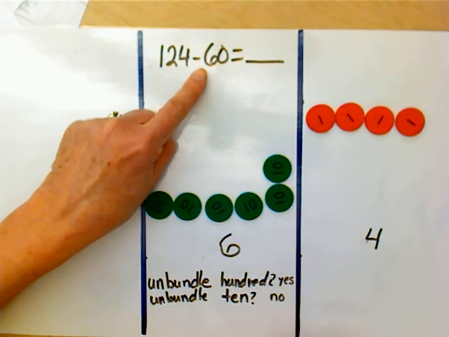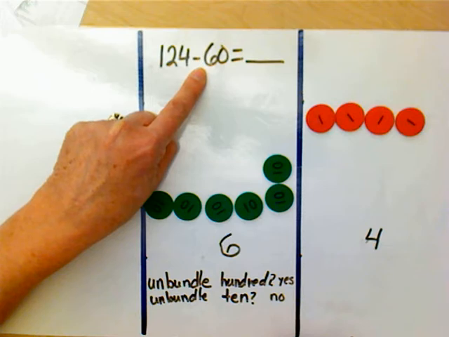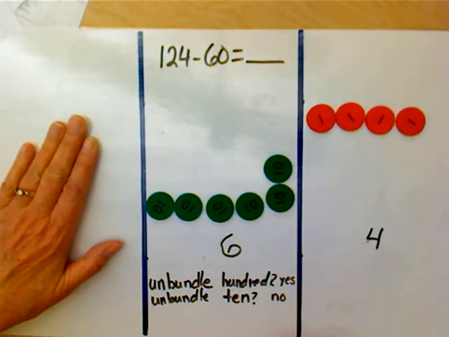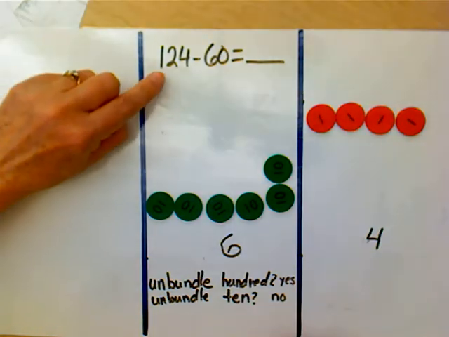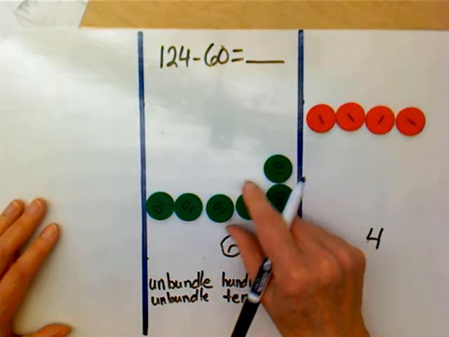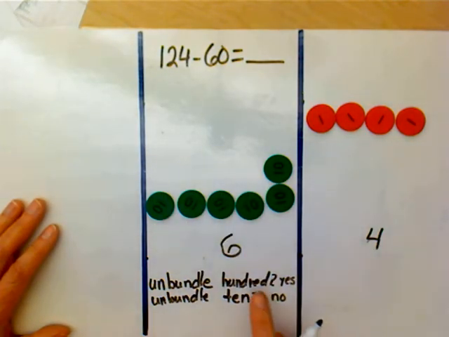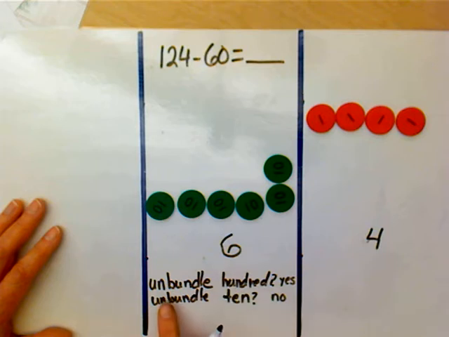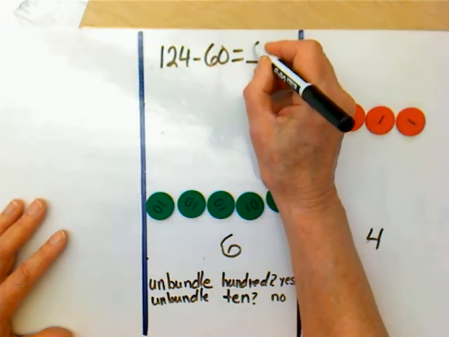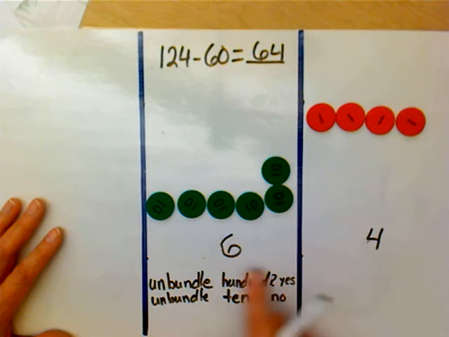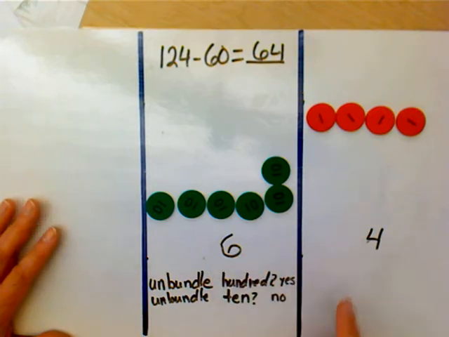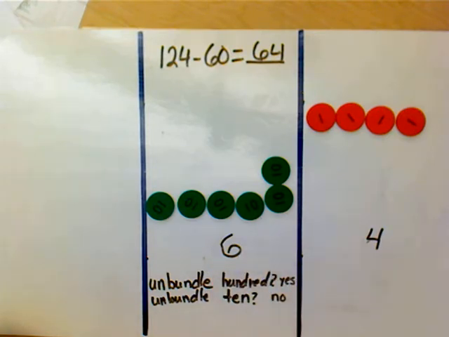And am I going to be taking away any 100s? Well, I don't even have any 100s over here anyway, so I know that I am not going to, because I exchanged that 100 for 10 tens. So I know then that I had to unbundle 100, but I did not have to unbundle a 10. And my difference would be 64. Okay? Hopefully you saw that. I'm going to be writing them down also in each place value so that I can keep track of what I'm doing.